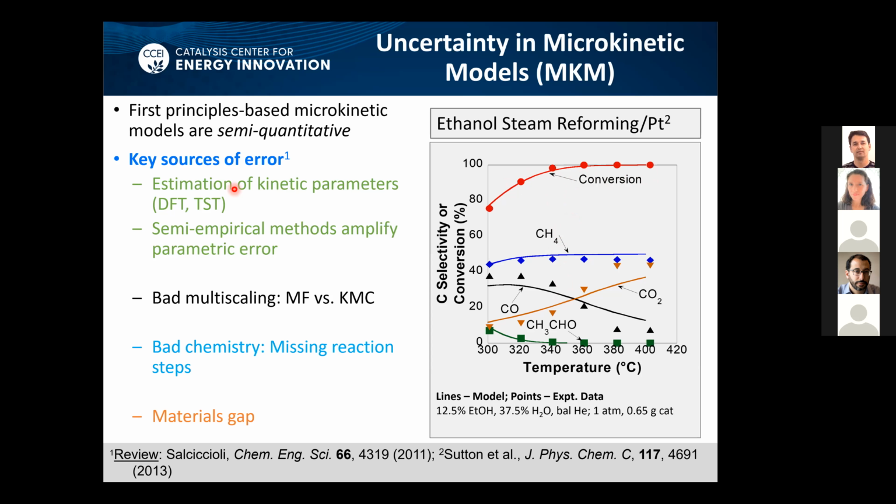So we realize that there are errors actually coming from density functional theory and transition state theory. These are errors in the parameters of the model. We call them parametric errors, okay?